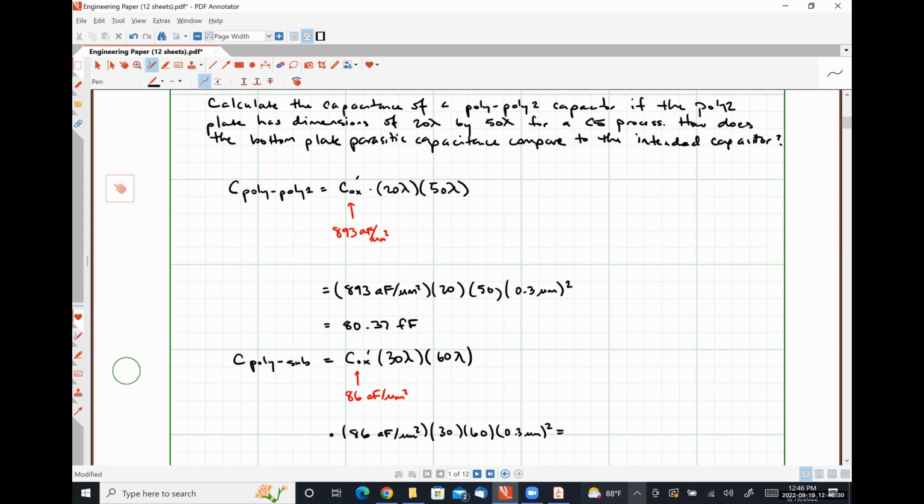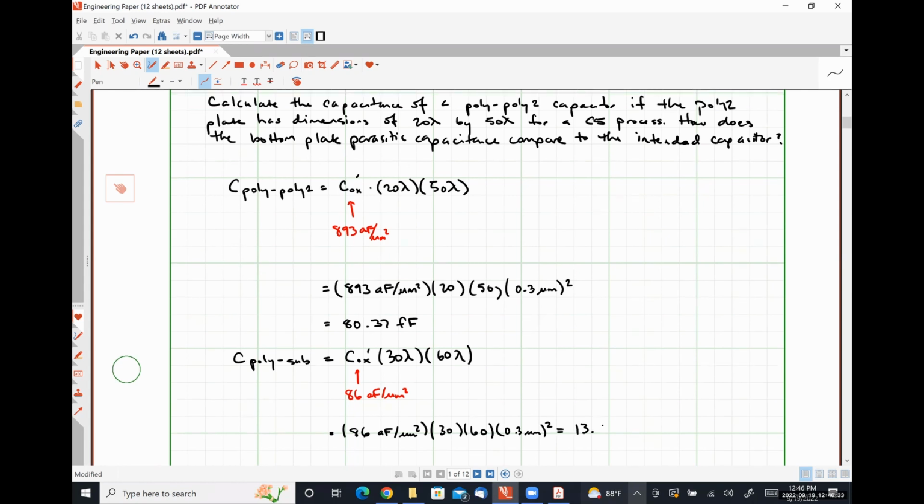And this comes out to be 13.93 femtofarads. So effectively, our parasitic capacitor is roughly 1/6 the size of our desired capacitance, which is a pretty large consideration here. Okay? So this is something that we need to be aware of. There's not a whole heck of a lot that we could actually do to mitigate this, though. The design rules effectively tell us how this is going to be.